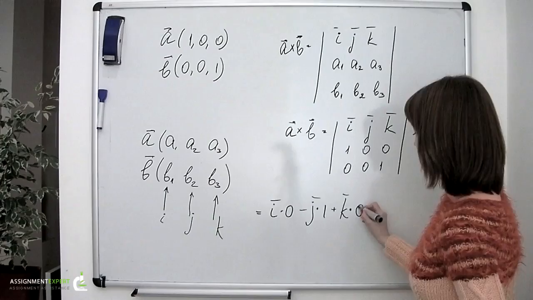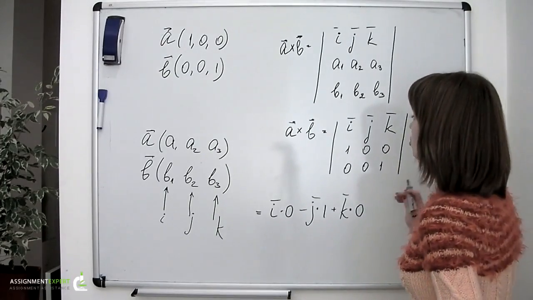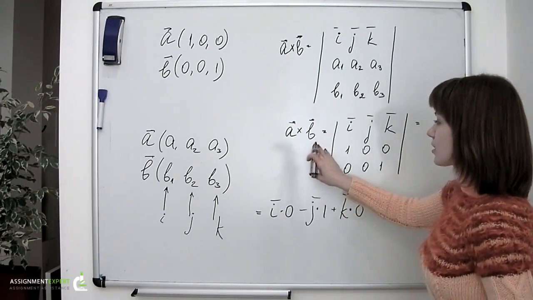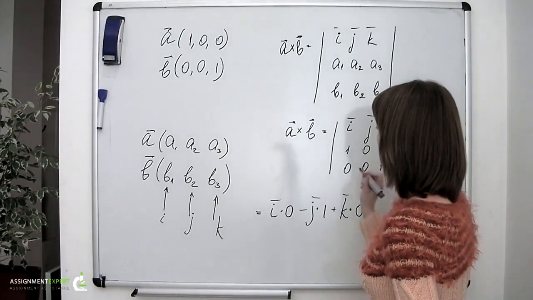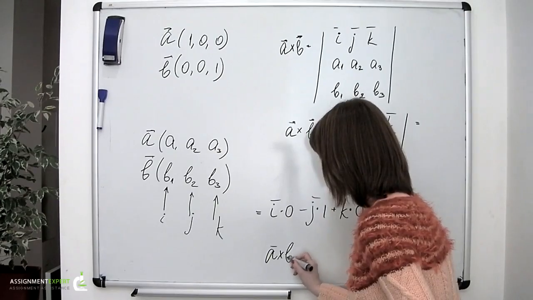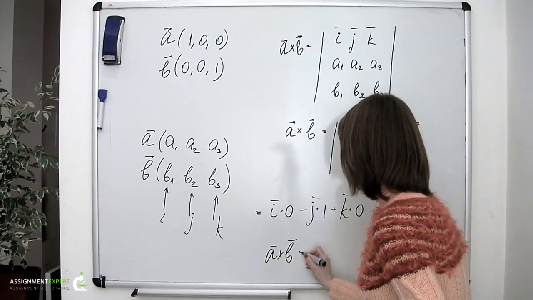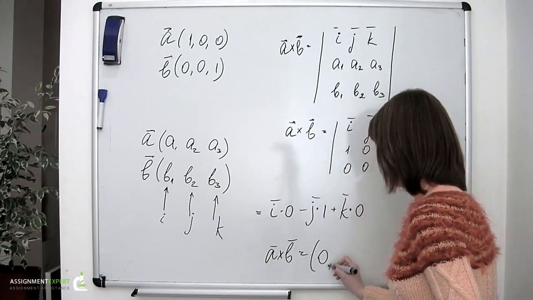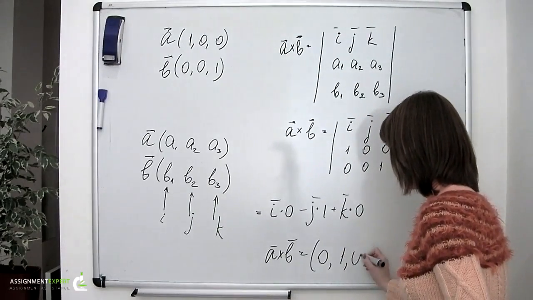times 0, which means that the product vector of these two vectors, the cross product of these two vectors, is the vector with the coordinates 0, 1, and 0.